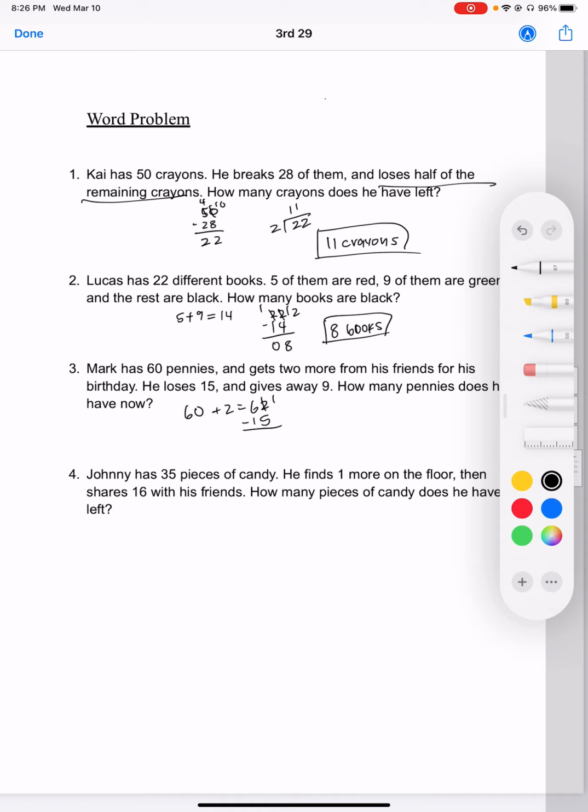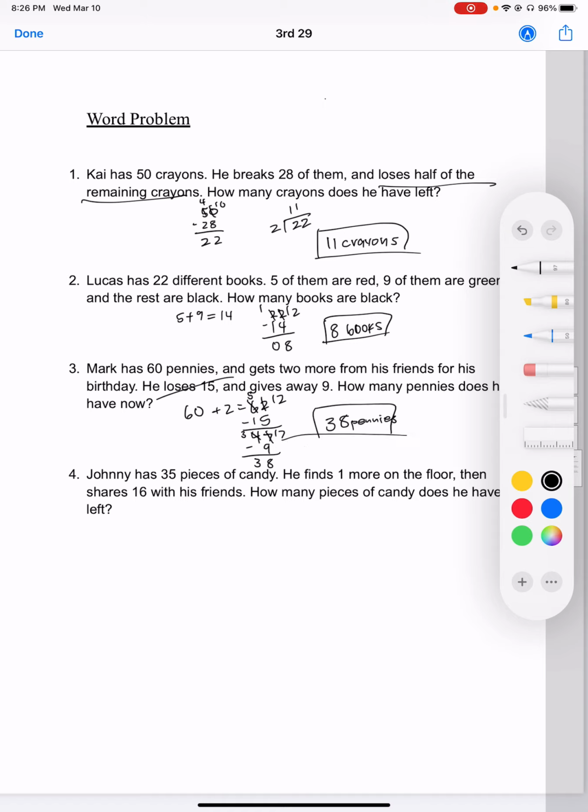The 2 becomes a 12 by bringing over a 10 from the 6. The 6 becomes a 5. 12 minus 5 is 7. 5 minus 1 is 4. Okay, so we've done that. He loses 15. And then he gives away 9. So 47 minus 9. 7 becomes a 17 by bringing over a 10 from the 4. The 4 becomes a 3. 17 minus 9 is 8. 3 minus nothing is 3, which means the final answer should be 38 pennies.